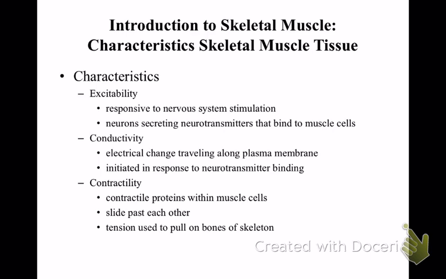Here are the characteristics. We've already talked about these ones. What did it mean to be excitable? If you can excite a tissue, that means when you stimulate it, it's going to do something. Muscle tissue, when it's stimulated, contracts. And remember that contraction means it shortens with force. And that tension that is generated can be used to move bones.